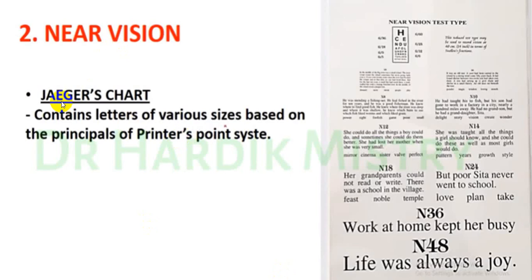Near vision is done by Jaeger's card. In a Jaeger's card, there are various letters of different sizes. Depending upon what he is able to read, if he is able to read this line, it is called N 48, 36, 24, 18, 12, 14, etc. So depending upon what line he is able to read, accordingly the number is put. And that is for near vision. Means he is able to read at 48, at 36, 24, 18, etc.